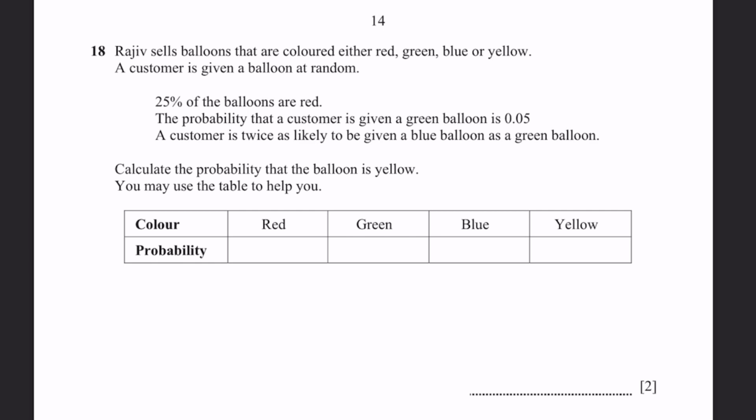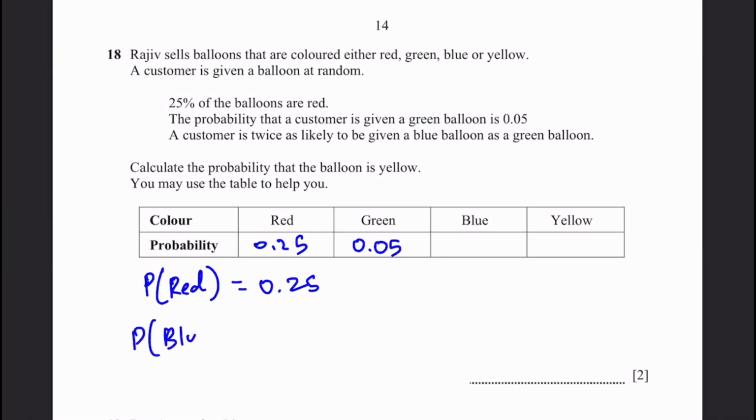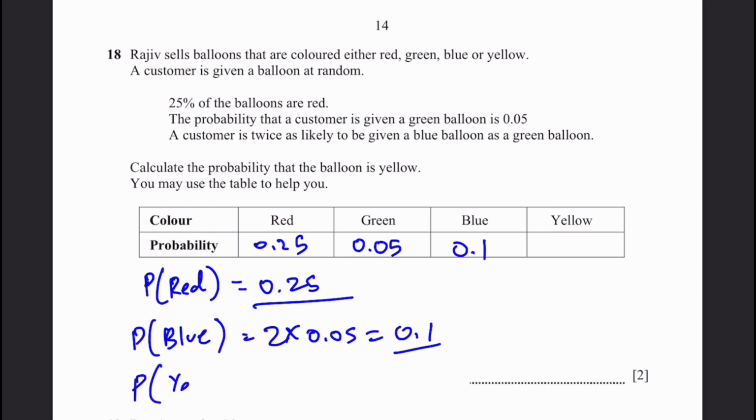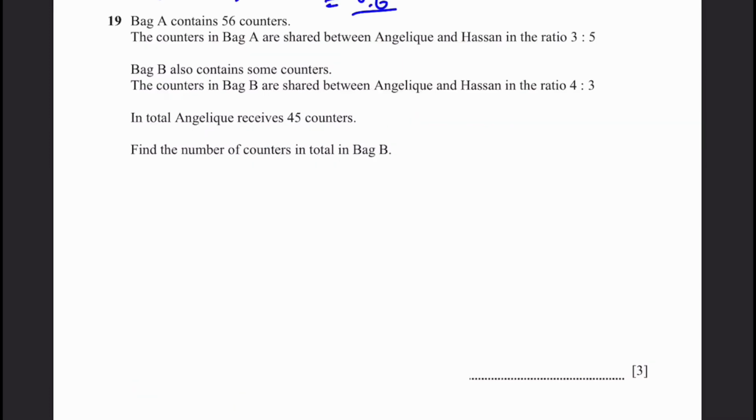So 25% of the balloons are red. That means the probability of the red balloon is just 0.25. Green's already given, 0.05. Now the probability of blue is equal to 2 times green, which is 0.05, so 0.1. So you can write that. And now the probability of yellow is equal to 1 minus all of these values, which is equal to 0.6. That's the answer.